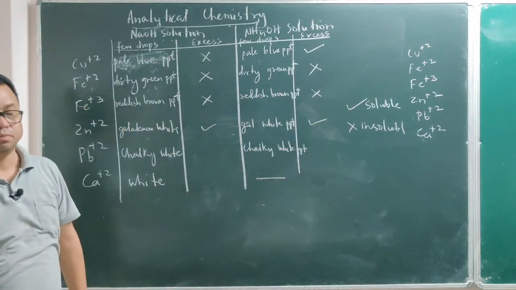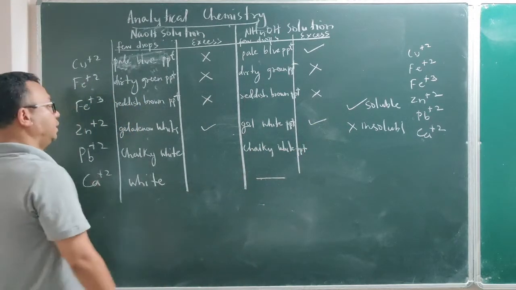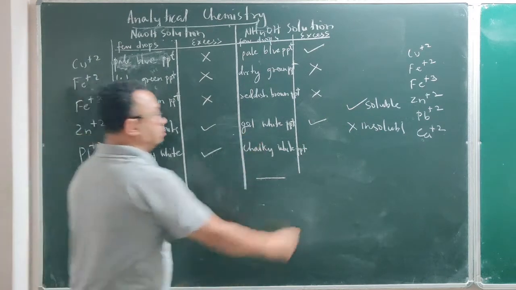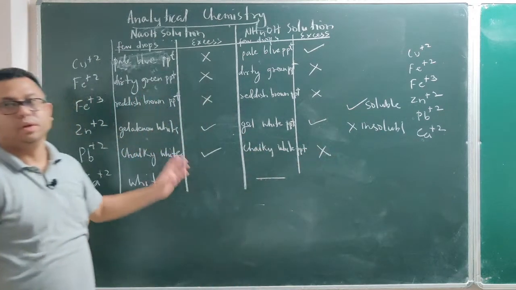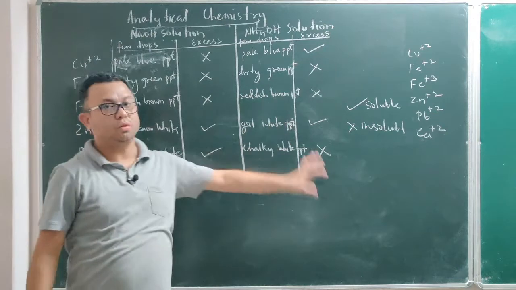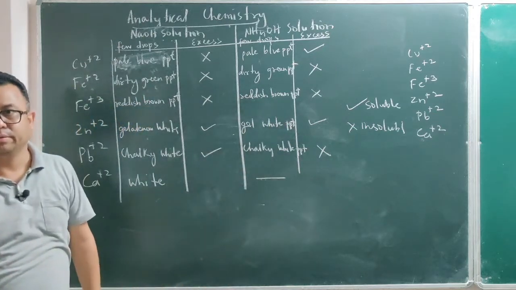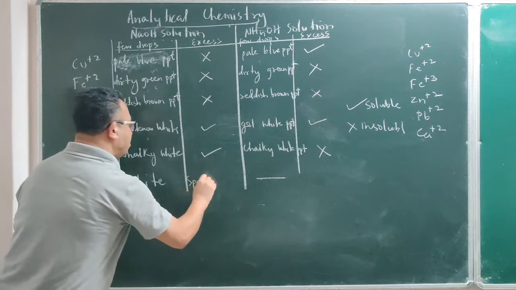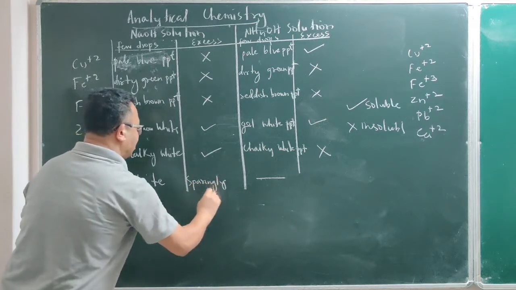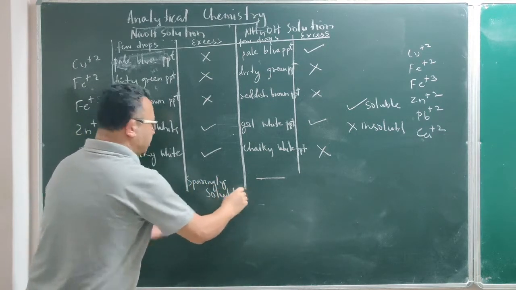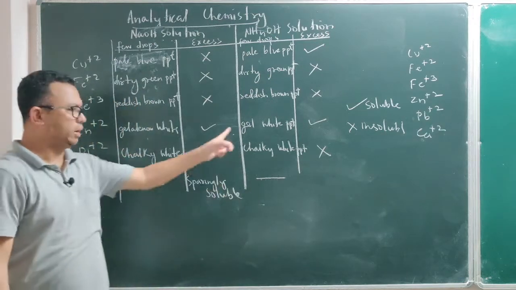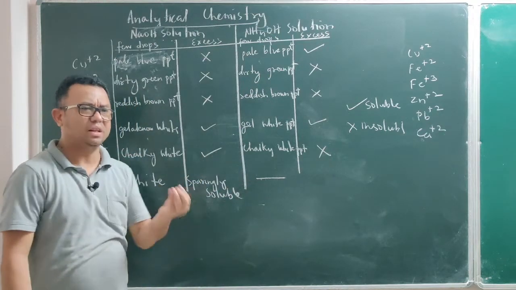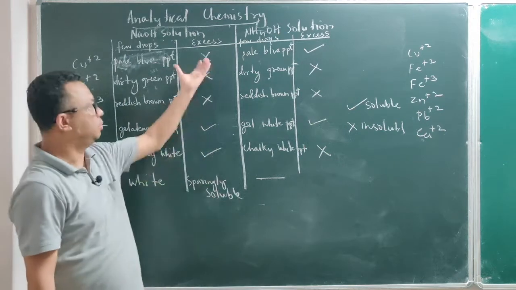Then lead is soluble in this, but it is not soluble in this. So it is soluble in sodium hydroxide, but not soluble in ammonium hydroxide. And this is sparingly soluble. Sparingly soluble means only a little is soluble. So that's why I am not giving a tick, neither am I giving a cross, because it is only slightly soluble. So it is not as soluble as the others.